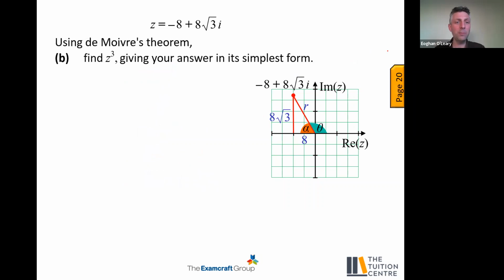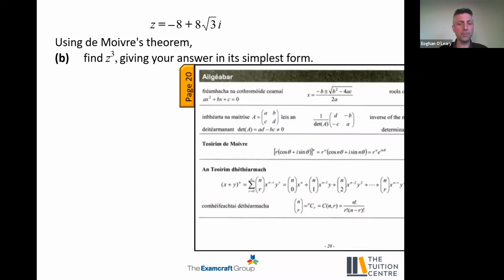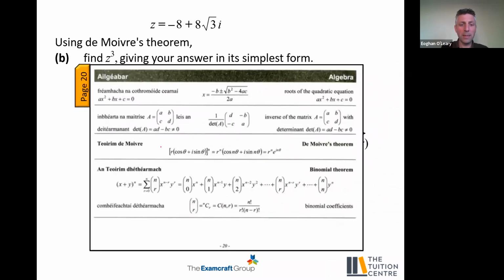Okay, so then we were asked to use de Moivre's theorem to find z cubed, giving your answer in the simplest form. So on page 20 of our tables book, we find de Moivre's theorem, and it says to us that if we have a complex number in polar form, in the form of r(cos theta plus i sine theta) to the power of n, well, that can be written as r to the power of n times (cos n theta plus i sine n theta). What we say is the modulus r gets raised to the power of n, the argument theta gets multiplied by n.